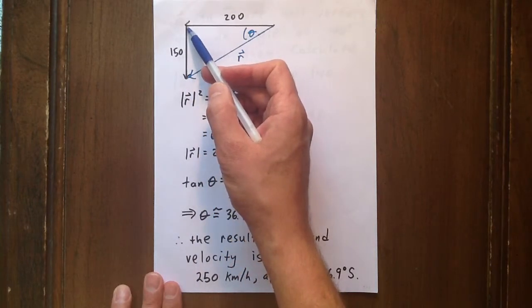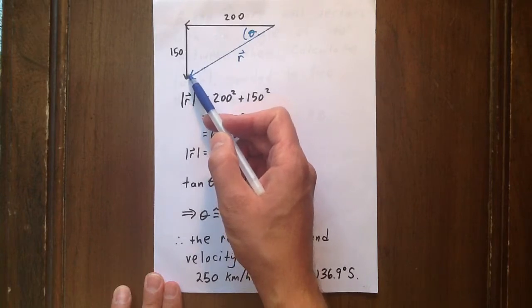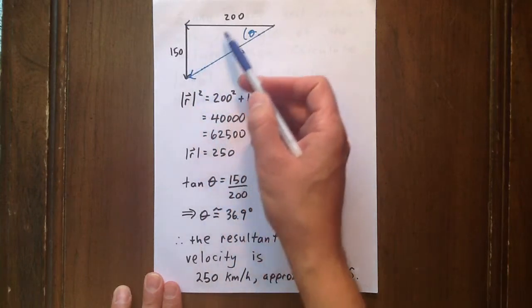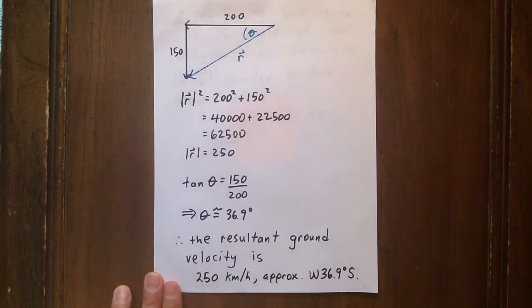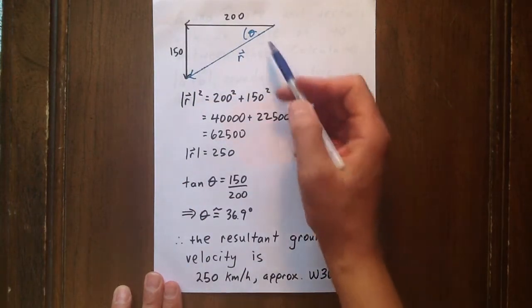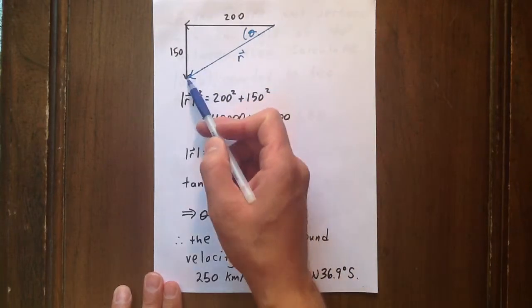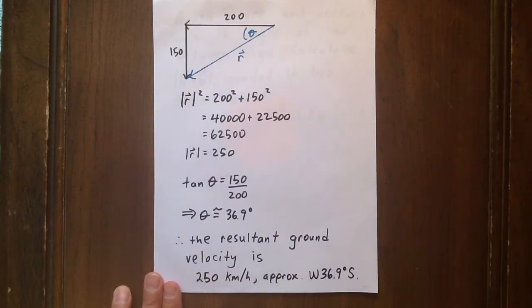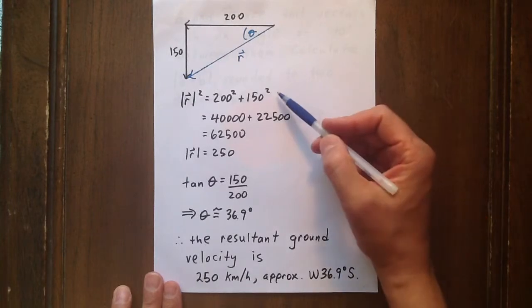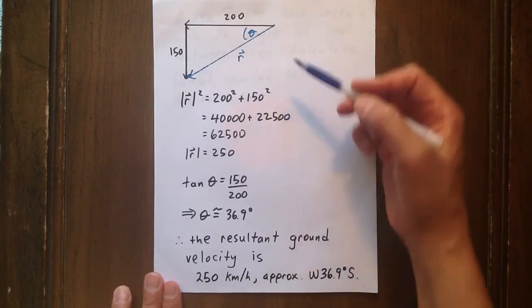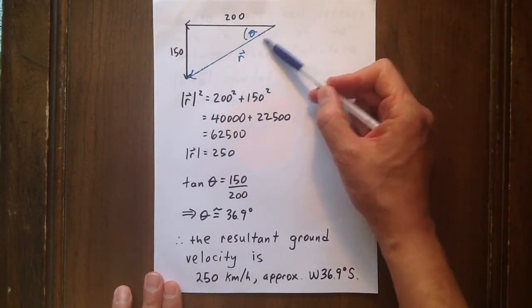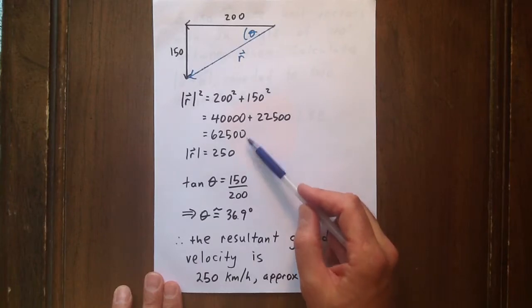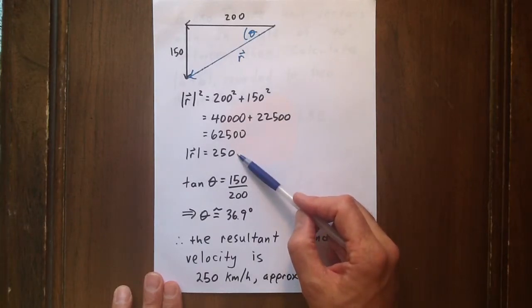So the wind is coming from the north, in other words, towards the south, at 150 kilometers per hour. So we have one vector with a magnitude of 200 and another vector with a magnitude of 150. Well, we want to determine the velocity of the resultant vector, which means we want to know the magnitude and the direction. To determine the magnitude, we see an opportunity for the Pythagorean theorem because we have a right angle, and we see that the magnitude of the resultant is 250. So we know the speed is 250 kilometers per hour.